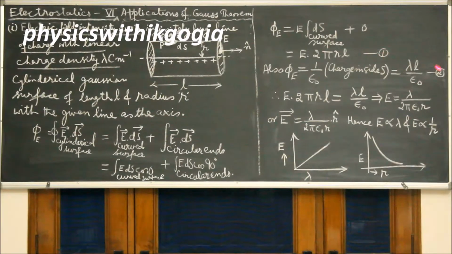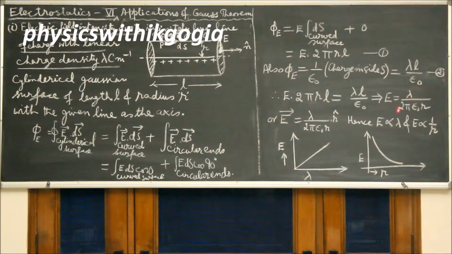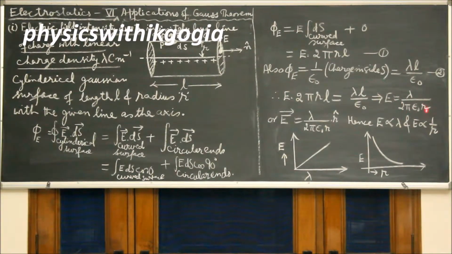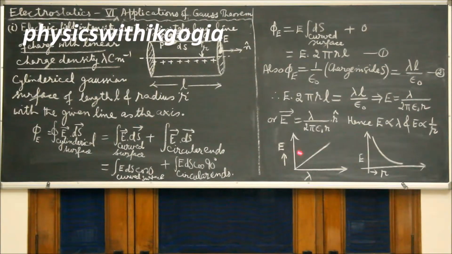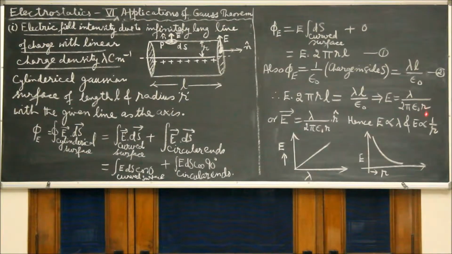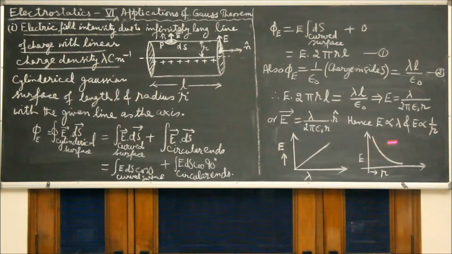Now if you compare equations 1 and 2, you get E into 2 pi RL equal to lambda L over epsilon naught, or if you cancel out L from the two sides, E is equal to lambda over 2 pi epsilon naught R. As you can see from this expression, E is directly proportional to lambda. Therefore, the graph between E and lambda is a straight line. Again, E is inversely proportional to R. Therefore, the graph between E and R will be hyperbolic. That is, as R increases, the electric field will decrease.